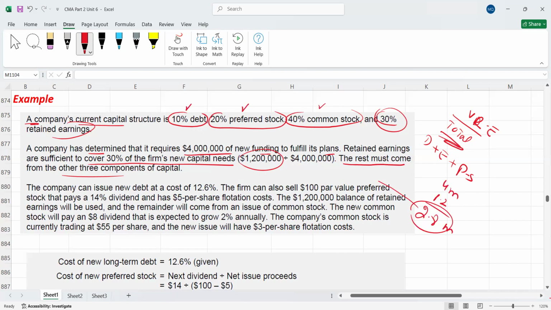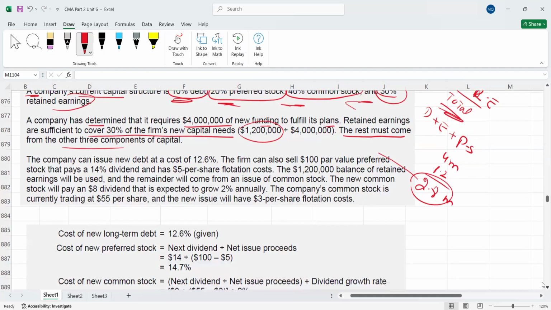And please make sure, I told you the assumption is we will maintain this capital structure. These percentages will not change. Okay, we will raise the finance in such a way. Now here, please remember, question continues.